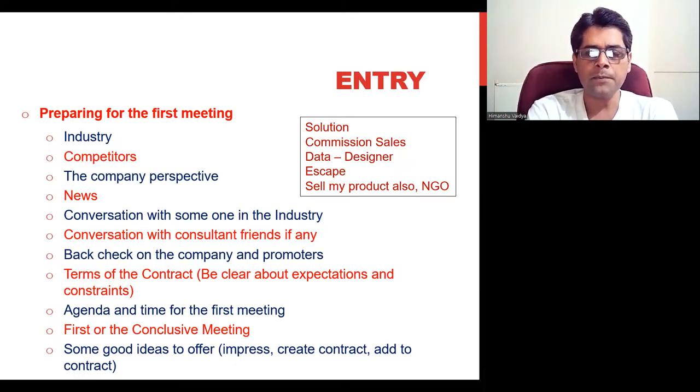Get familiar with the industry. Get familiar with the client's competitors. Get familiar with the client company. Develop a perspective of the company. Read through the news related to the company and related to the sector.